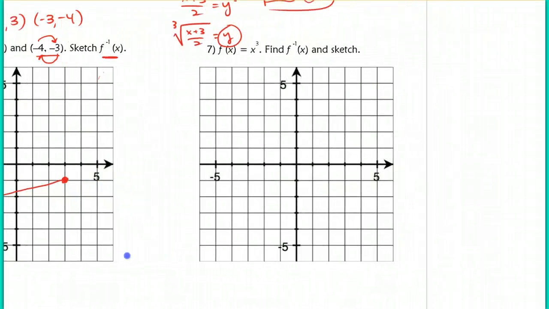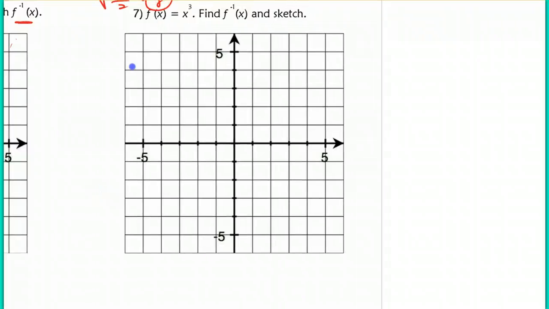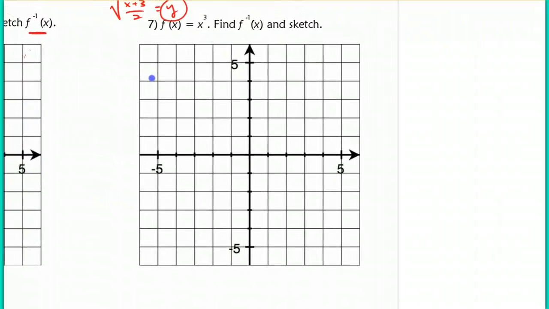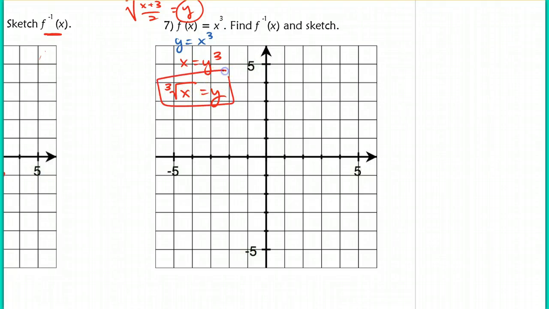Okay, the next one says find f inverse if f of x equals x cubed, and then we're going to also sketch it. So let's first find the inverse of this. So let's replace that f of x with a y. Now we're going to switch the x and the y. And we're going to solve for y by cube rooting both sides. And we have f inverse, oops, I forgot to replace that notation. f inverse of x equals the cube root of x.